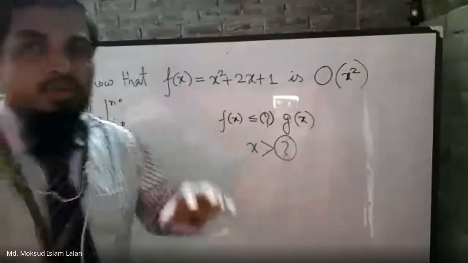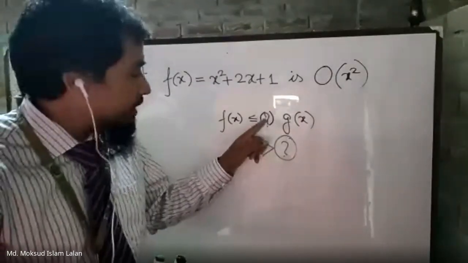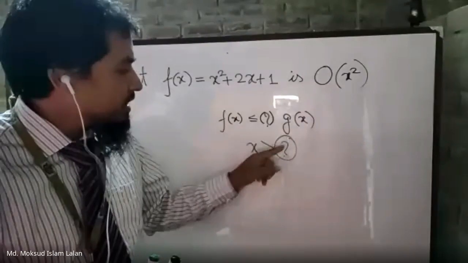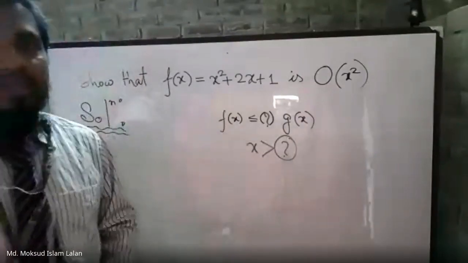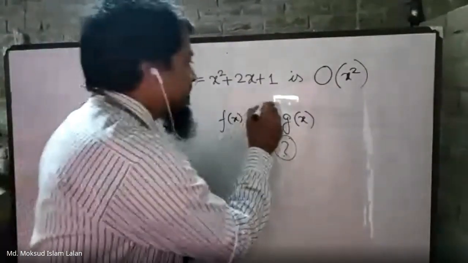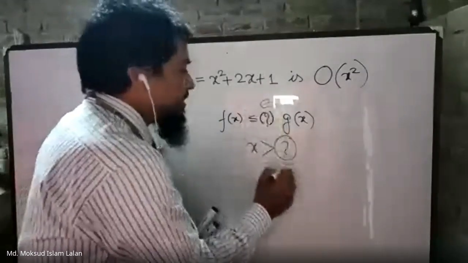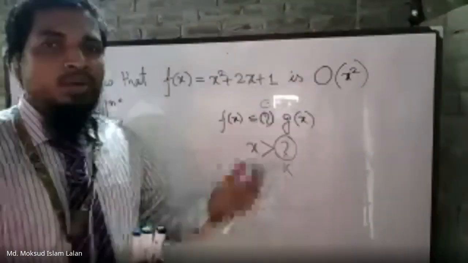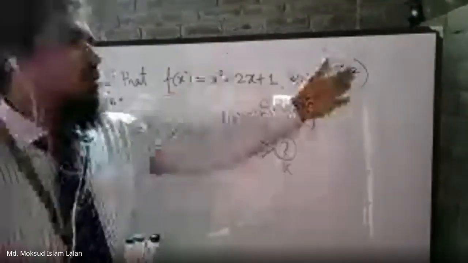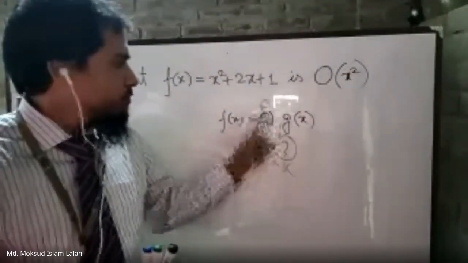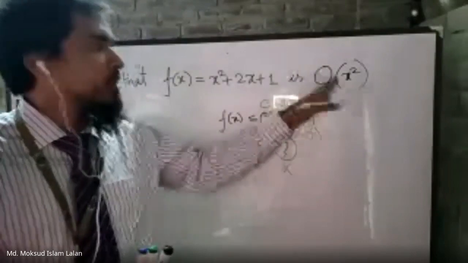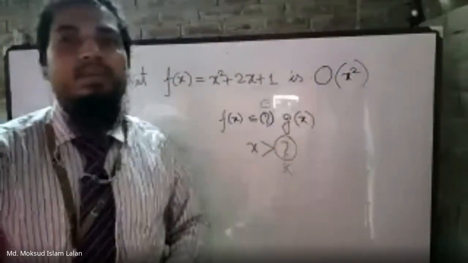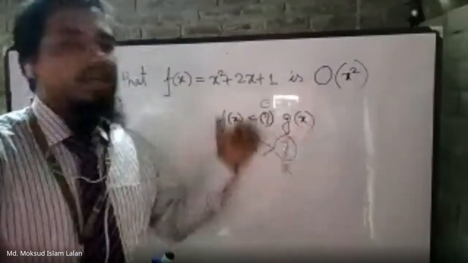So what is our objective? You have to find out this constant and this constant. This constant was represented by c. This constant is represented by k, right? So actually this is our main objective, to show whether this is a big O or not. If you are able to find C and K, then you can say yes, this is a big O. I mean, you can establish this relation, right, Rikta?